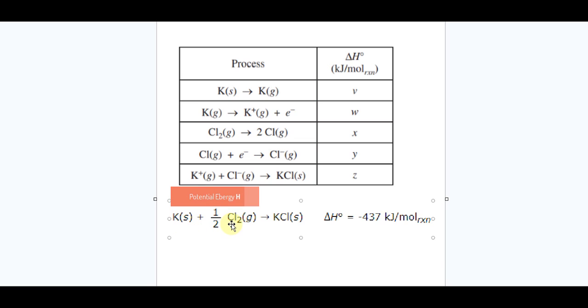You can do explosions with these, all sorts of reactions. But the potassium chloride salt, it's the salt of the earth. Not much is going to happen with it. But let's look at the process.